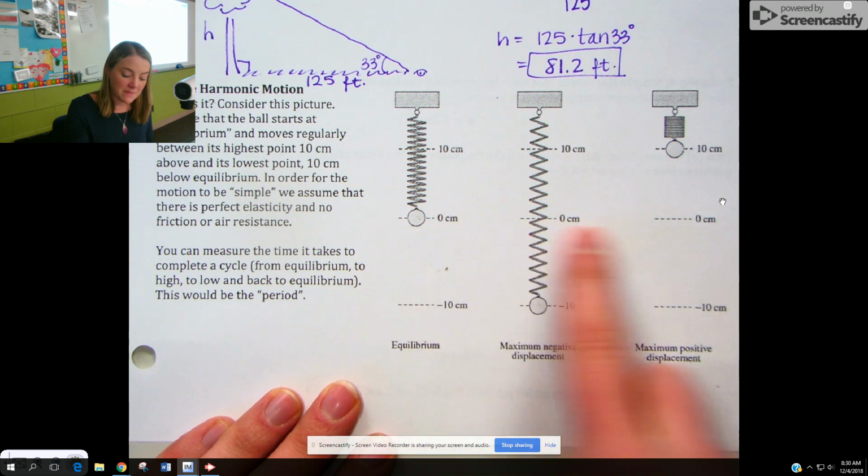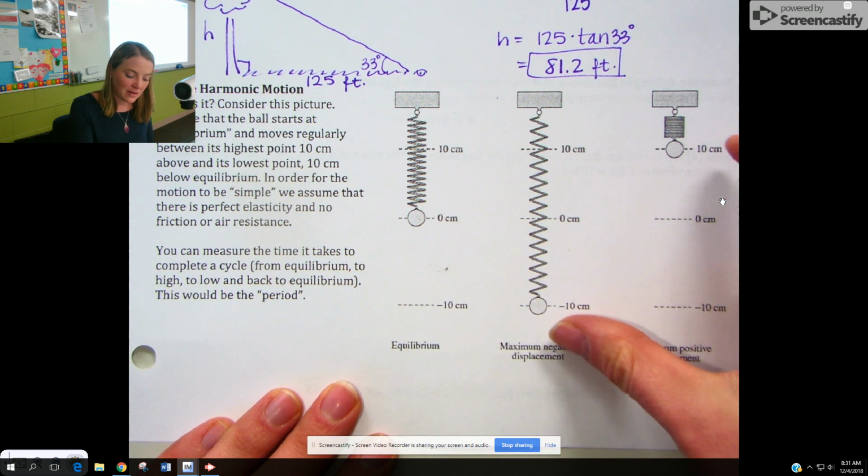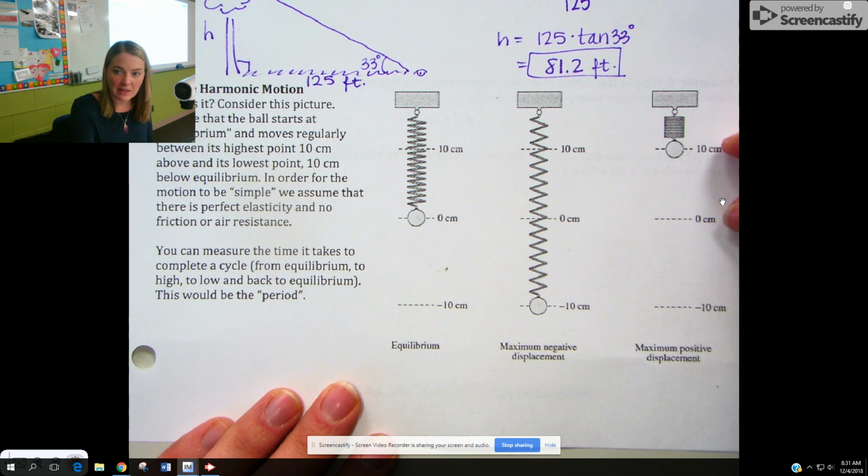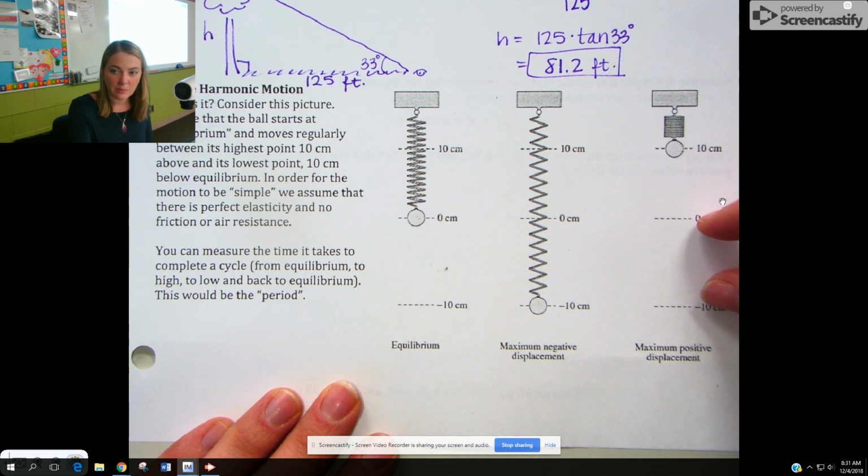So equilibrium, that's our center line. And then you can think of the height here as being sort of like the amplitude. And so the total height would be 2 times the amplitude.